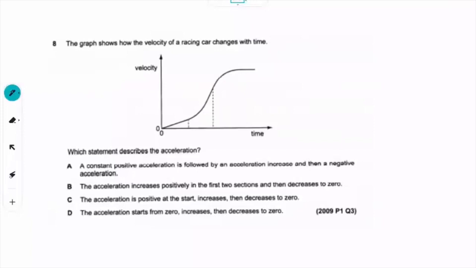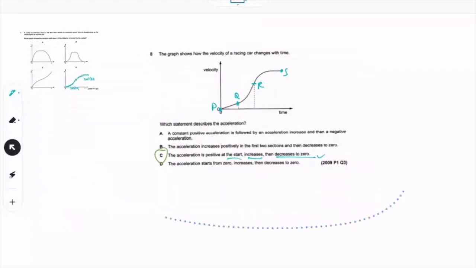We give names to the points. Is it C? It is positive and starts to increase, correct? Then decrease to zero. Okay. Wow, you understand.